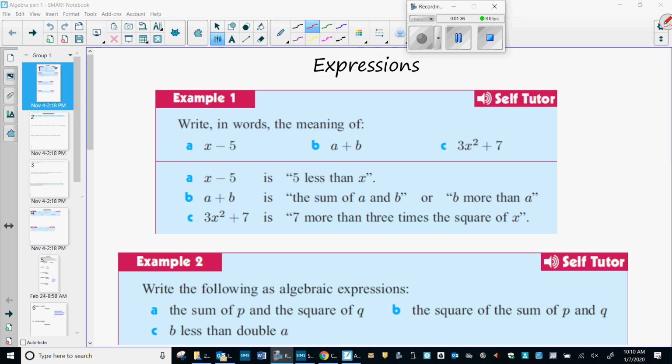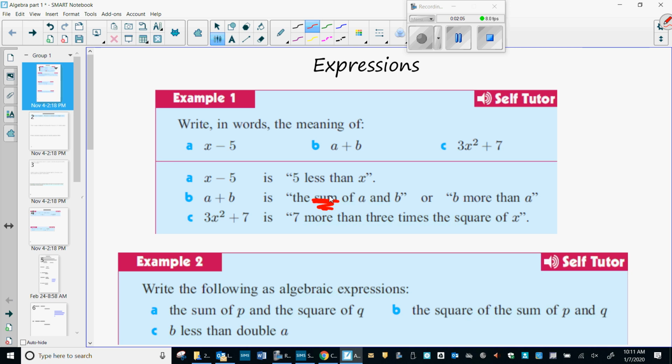If we see this, a plus b, it's the sum. So you'll see phrases like the sum. Sum means you're adding things. So we could say the sum of a and b, or b more than a. There are different ways of saying these things, and they all mean the same. 3x squared plus 7: 7 more than 3 times the square of x.